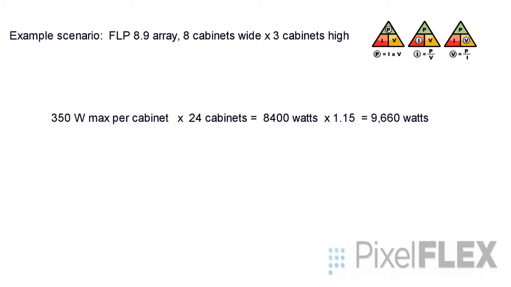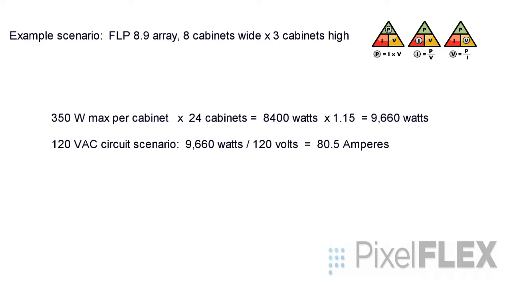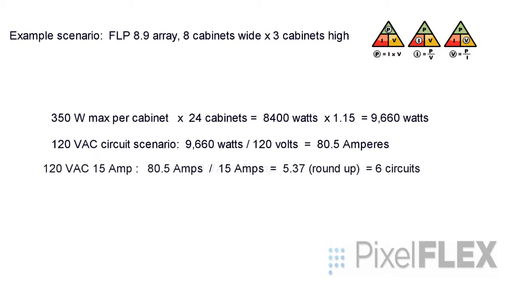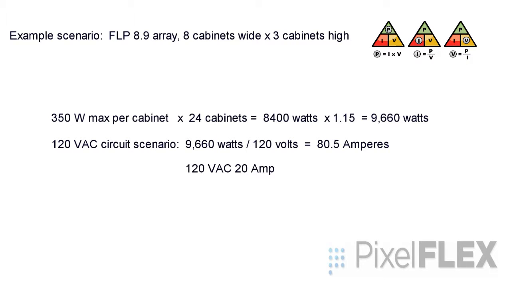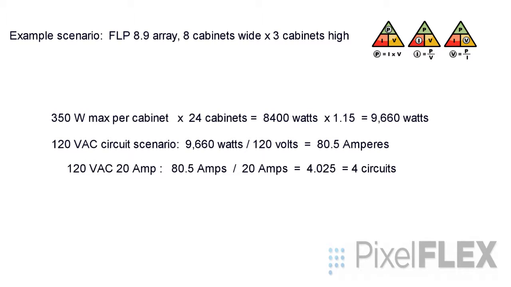In a case where our power circuits are 120 volts AC, we can then divide that value into the power requirement of 9,660 watts. This gives us a current draw requirement of 80.5 amps. Most 120 volt AC circuits come in a 15 amp or 20 amp configuration. In the case where we have 120 volt AC 15 amp circuits, we would need 6 circuits to provide the power required for this example. In the case of 120 volt AC 20 amp circuits, we would need 4 circuits.